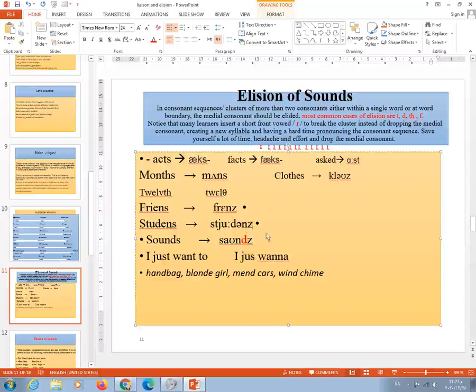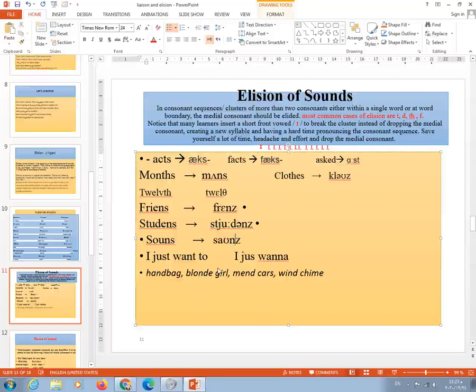Okay sounds, don't say sound this. Okay. Sounds, no D in the middle وهنطبقها برضو هنا no D in the transcription. So we have sounds. Okay I just want to خلاص no ta. Okay we're gonna delete ta. So I just wanna. Okay let's take this exercise.